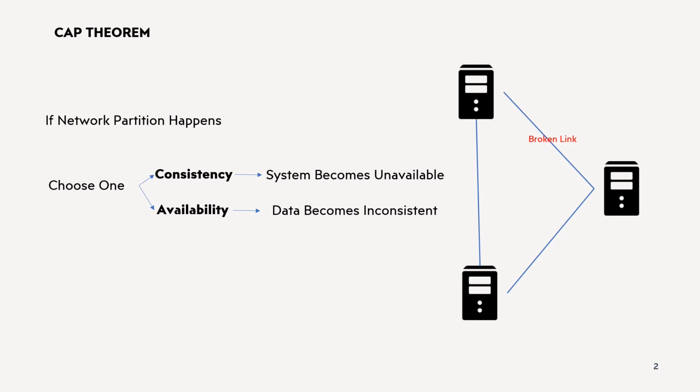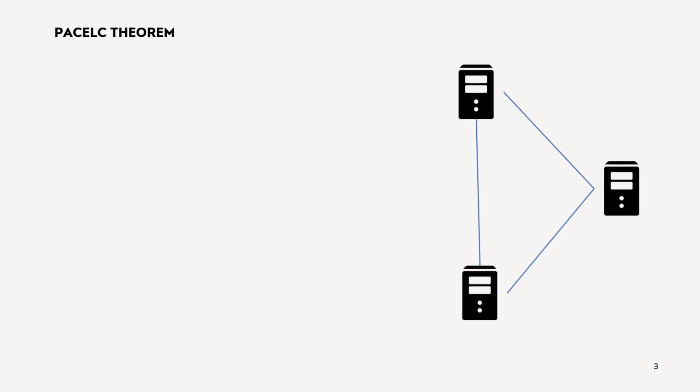For example, for a bank system, we have to choose consistency. But for any social media like Facebook or YouTube, we can choose availability. So you have to choose these properties based upon your use case. There is no generic rule which anybody can tell. So now let's go to the PACELC theorem.